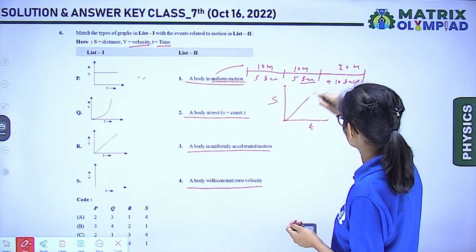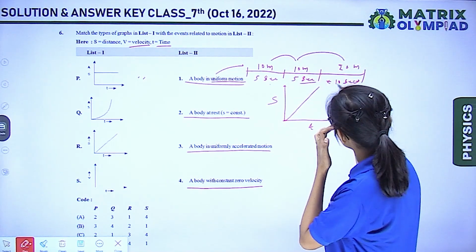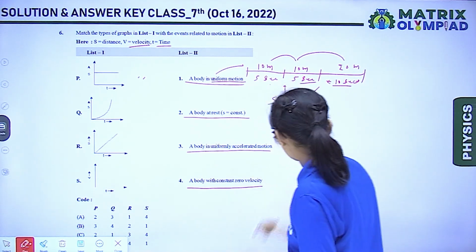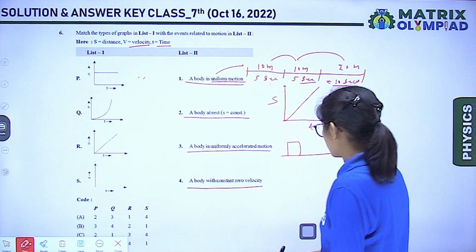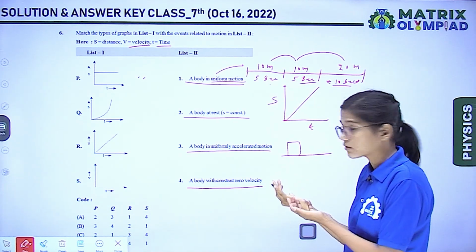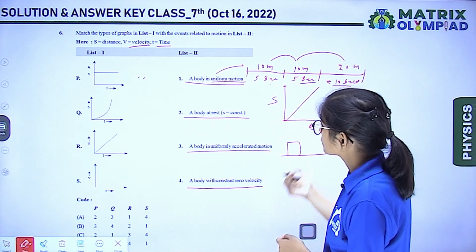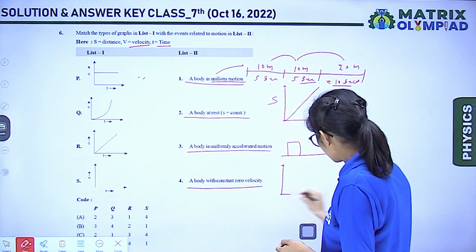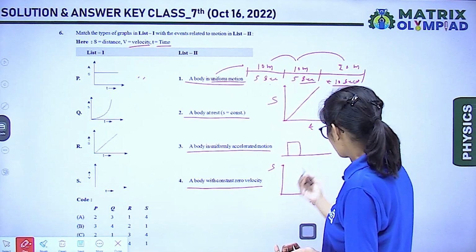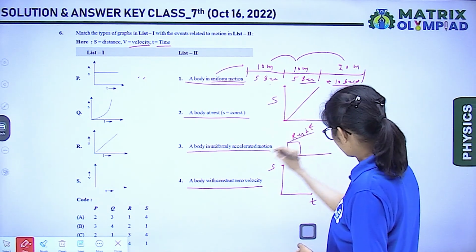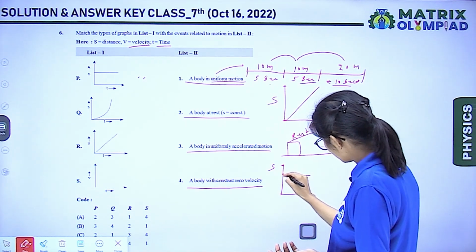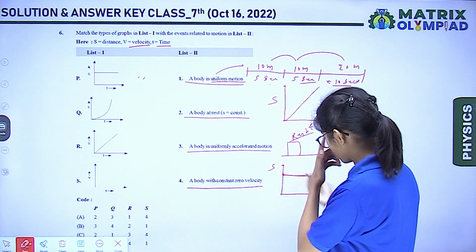If you cover more distance, then you will take more time, but your speed will be constant. Got it? If I'm talking about the body at rest, if that object is just put at rest, time will pass, but it still doesn't change its position, because that object is at rest. This type of graph is correct for that. If this is position, that is time, and the object is at rest, then it will not change its position. Time simply increases. If the object is put here, there will be no motion of that object.